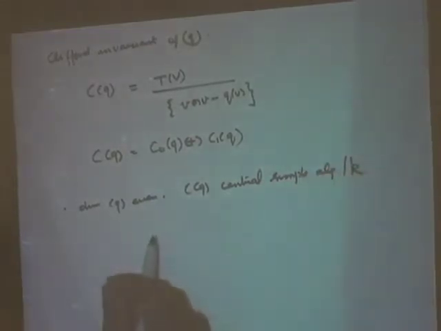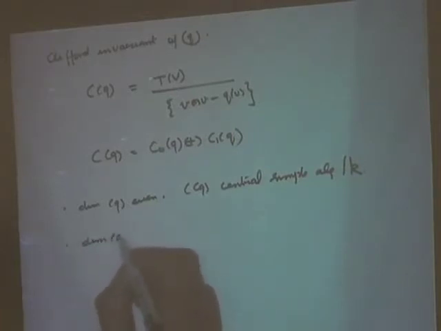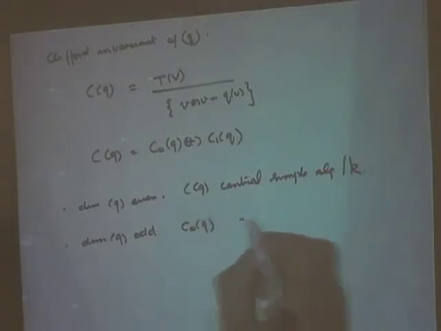What is a central simple algebra over K? It is simply an algebra over K which is a form of the matrix algebra. When you tensor the algebra over the algebraic closure, it becomes some n by n matrices. This could be a definition of central simple algebra. And if the dimension of Q is odd, then C0(Q) is a central simple algebra over K.